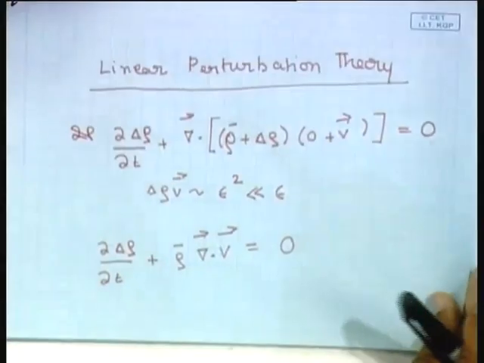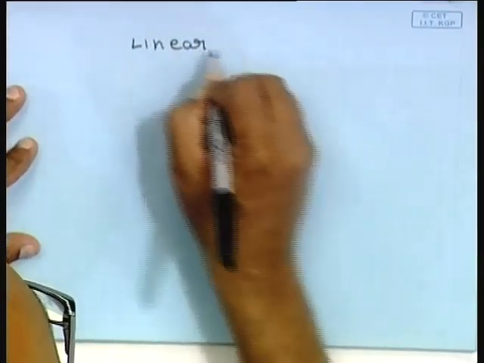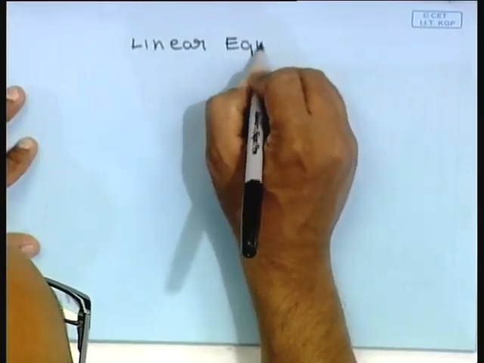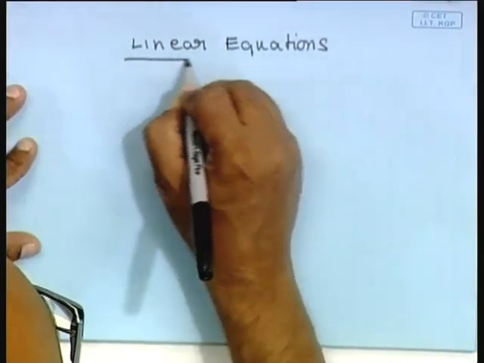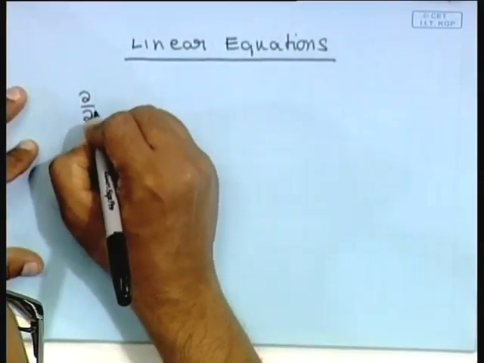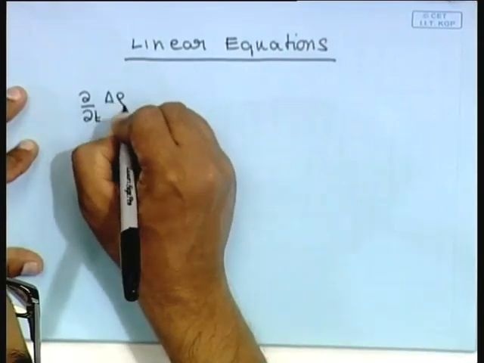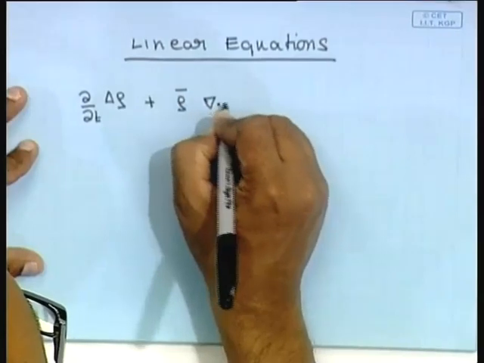So, the linearized Euler equation, let me write down the linear equations. The linear equations are the time derivative of delta rho plus rho bar, the divergence of v.